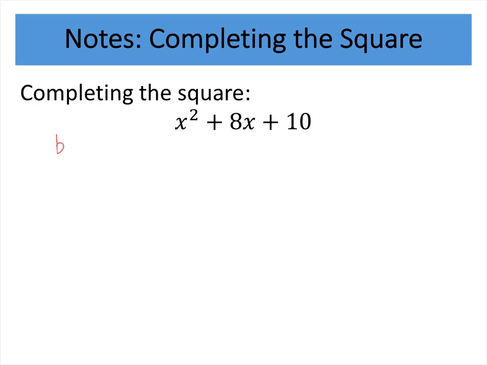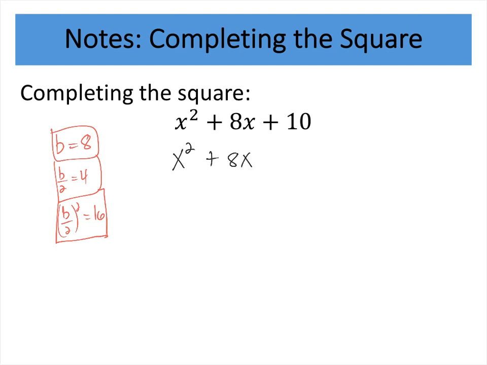So remember, the b value is 8. Half of b, so b divided by 2, half of b is 4. And then half of b, all of that squared, so 4 squared is 16. Okay? And we're adding it in and taking it out. So I'm going to copy most of it, x squared plus 8x. I'm going to leave a bunch of space. I'm going to actually move that 10 to plus 10. Remember that we're adding 16 and we're subtracting 16 because this piece is the perfect square stuff.